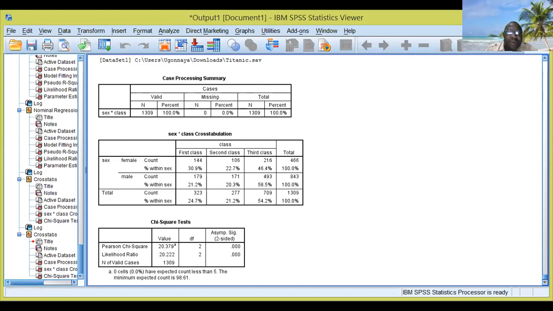We have more females in second class and first class than males. We have more males in third class. Okay, go and cross-tabulate sex and going alone or not. Let's see the way it goes.